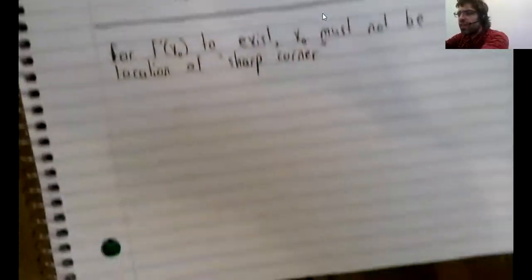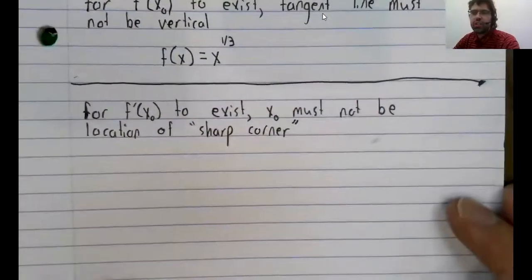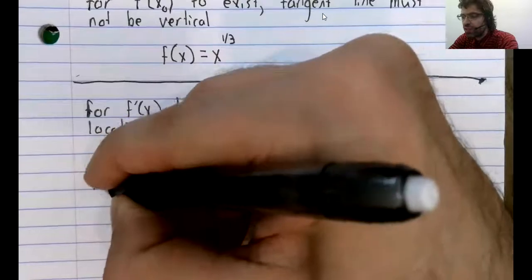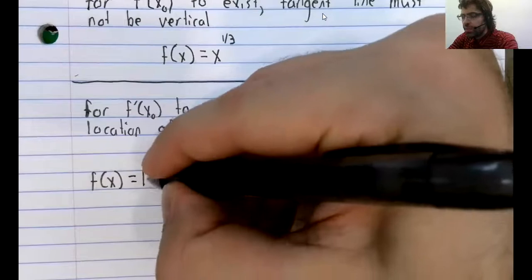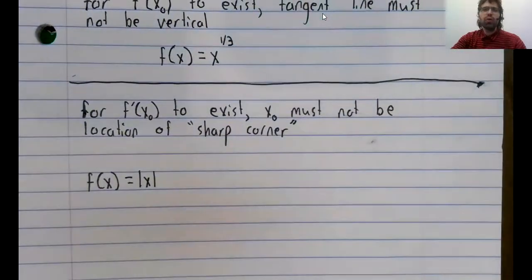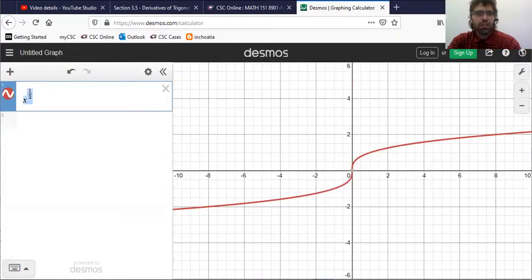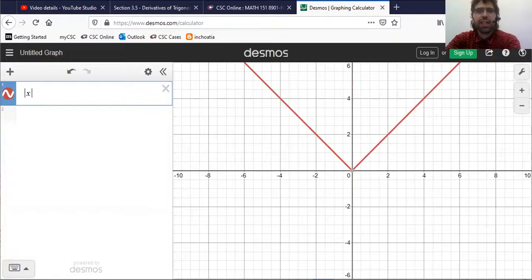And the classic example of a function whose derivative, at a point, fails to exist because of this reason is the absolute value of x. The absolute value of x looks like that. It's continuous everywhere. It doesn't have any vertical tangent lines. But the derivative at that sharp corner doesn't exist.